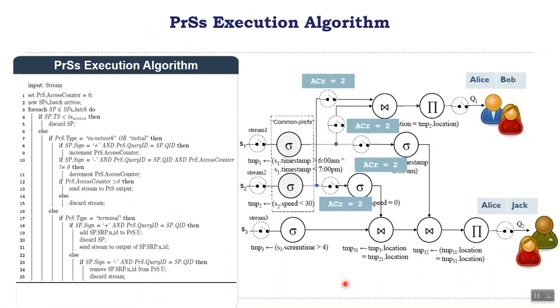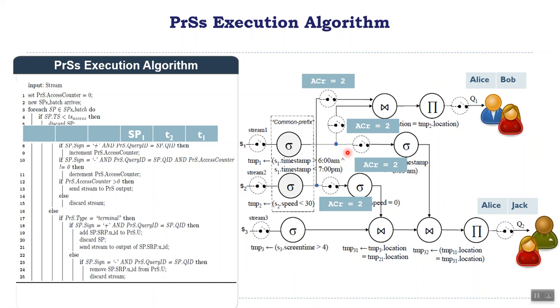Next, let's take a look at the execution of the privacy switches and how they enforce access control and dynamically configure the shared operator network. Again, to the left, we see the generic algorithm. And to the right here, without loss of generality, we're looking at a particular example just to demonstrate how the network behaves as access control changes. And so here we have Alice, Bob, and Jack, all three of them are allowed access at the beginning of the network to both queries.